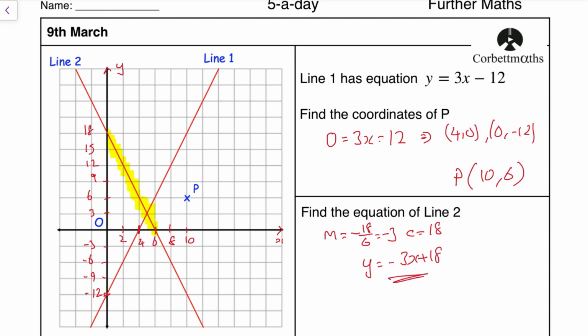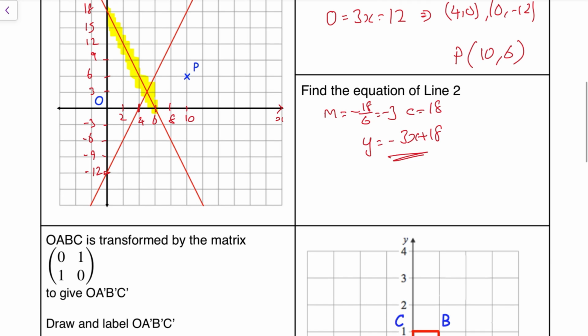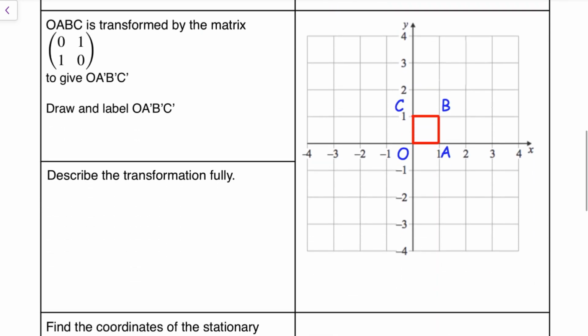Having not worked out what was happening originally, that was actually a really clever question. I like that question. Next question.